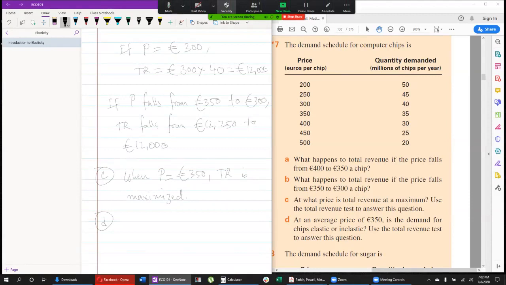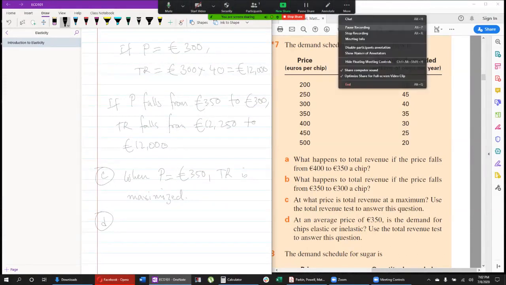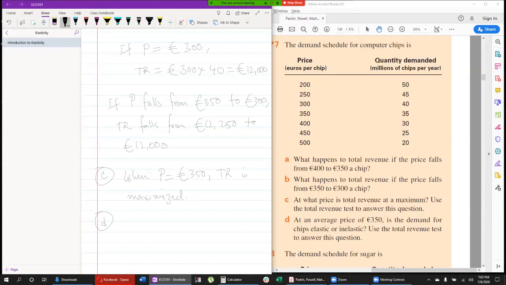Okay, so this is an interesting question. What you guys can do at an average price of 350, when do you get an average price of 350? What's happening here? Okay, that's good.